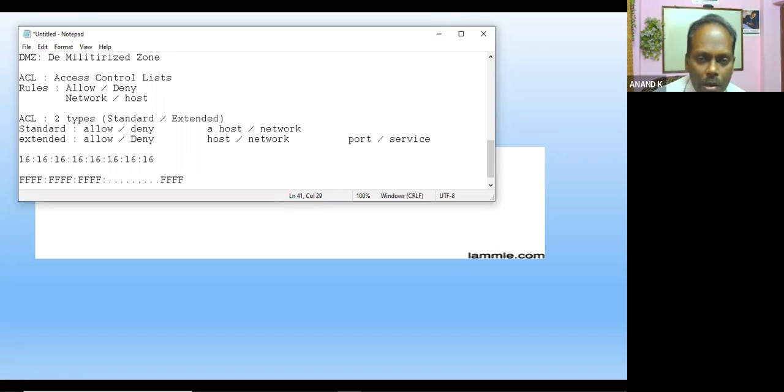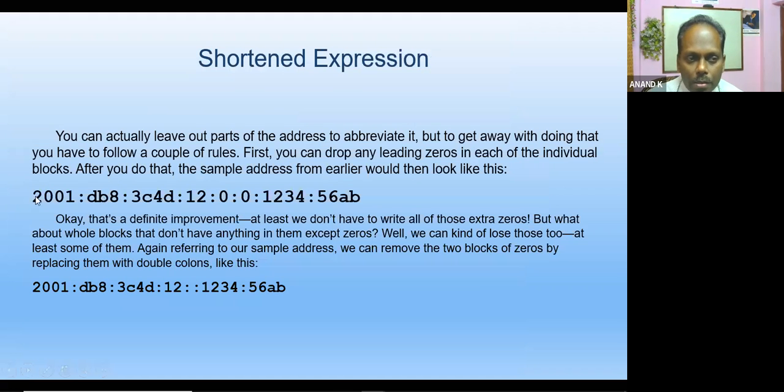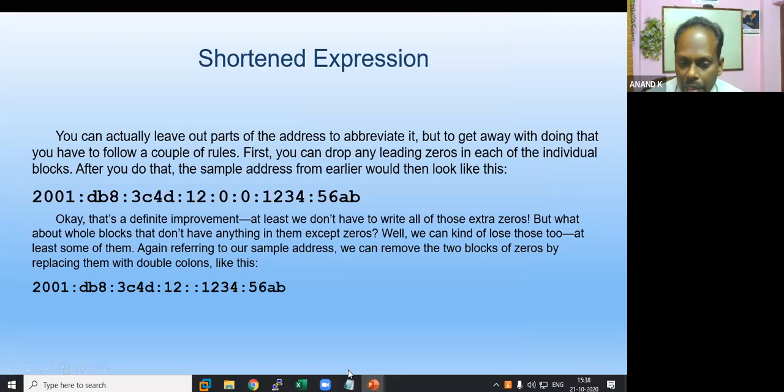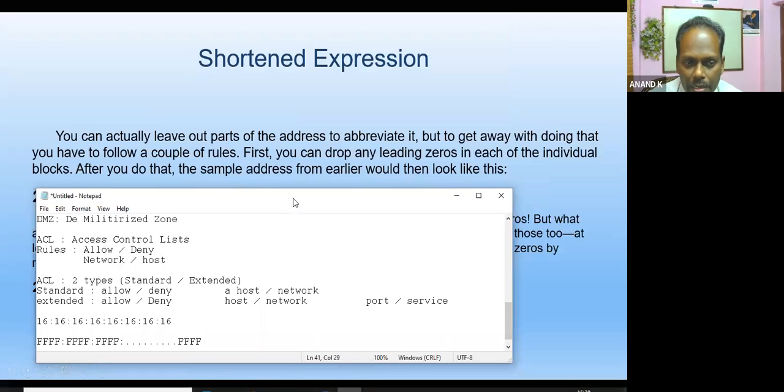Whether you write in small or caps, it doesn't matter. It says the same. You can see the address coding is like this. So now coming back to this one, the address looks like this. Here there are some rules for you to understand in V6.